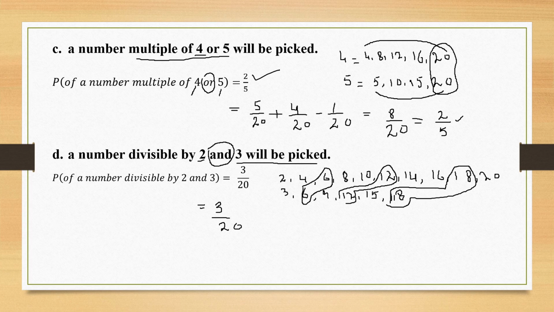Okay, when we have "or", it means the plus sign, we have to put the plus sign here, but if something is common, it will be subtracted. But here when we have the "and" sign, "and" means that we have to take only the common ones.